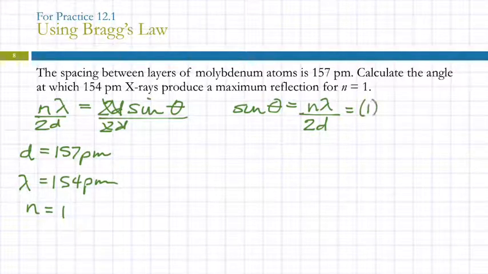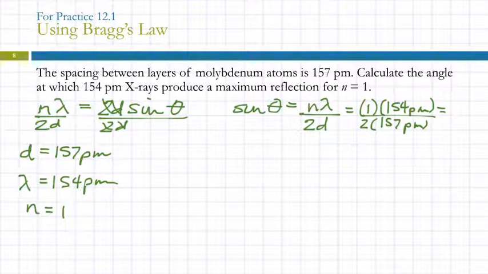So n is 1. Lambda is 154 picometers. Divided by 2 times d, 157 picometers. It's important that the units there match because we need them to cancel out. Could be meters, anything, as long as they're the same. So we've got 154 divided by 2 divided by 157. So that's 0.490. So that's equal to the sine of theta.